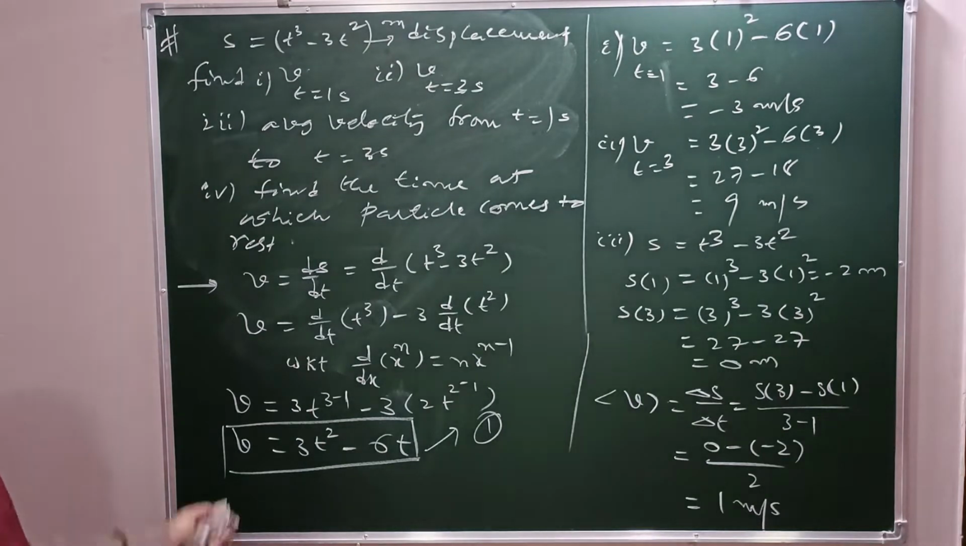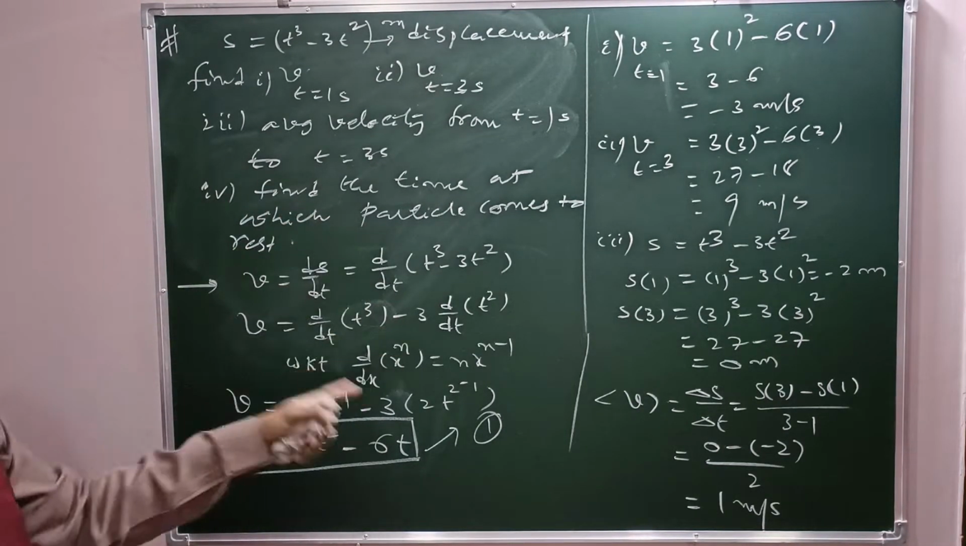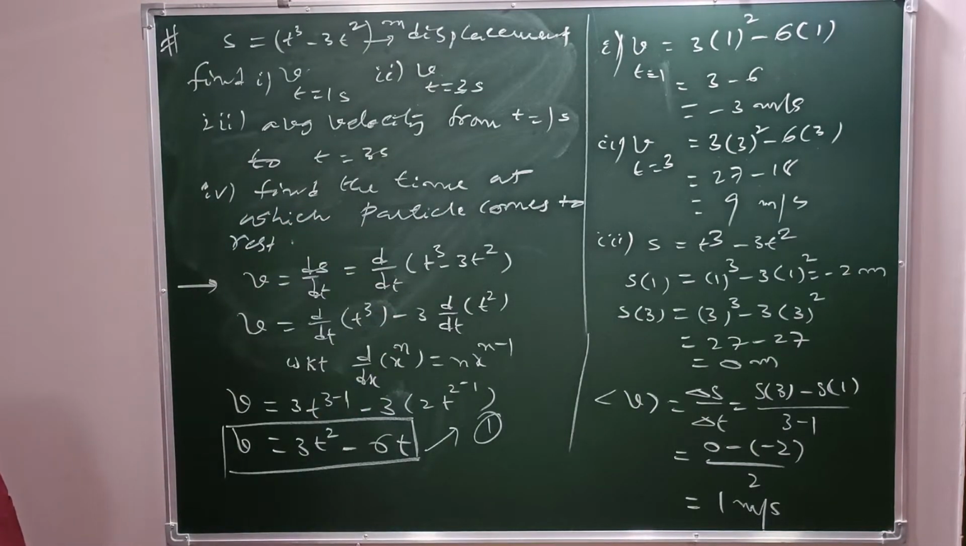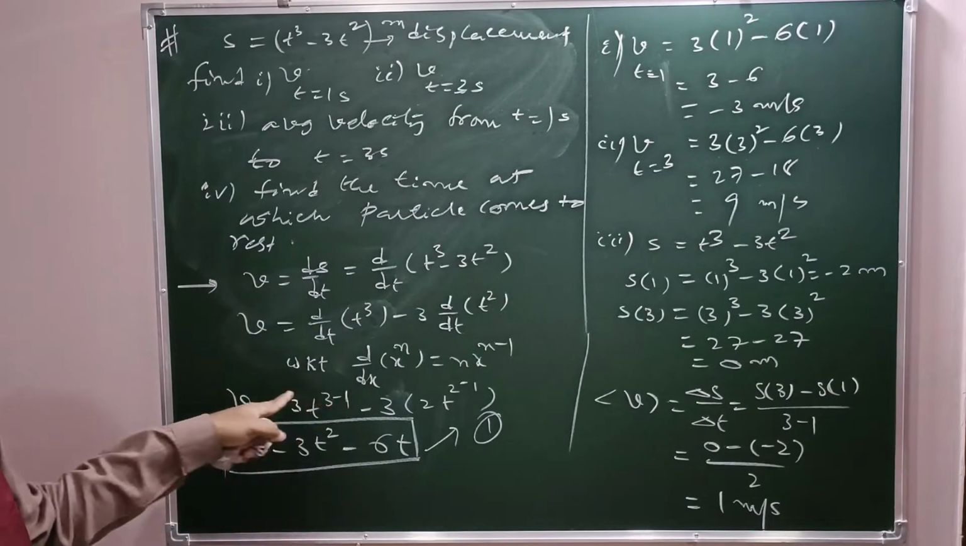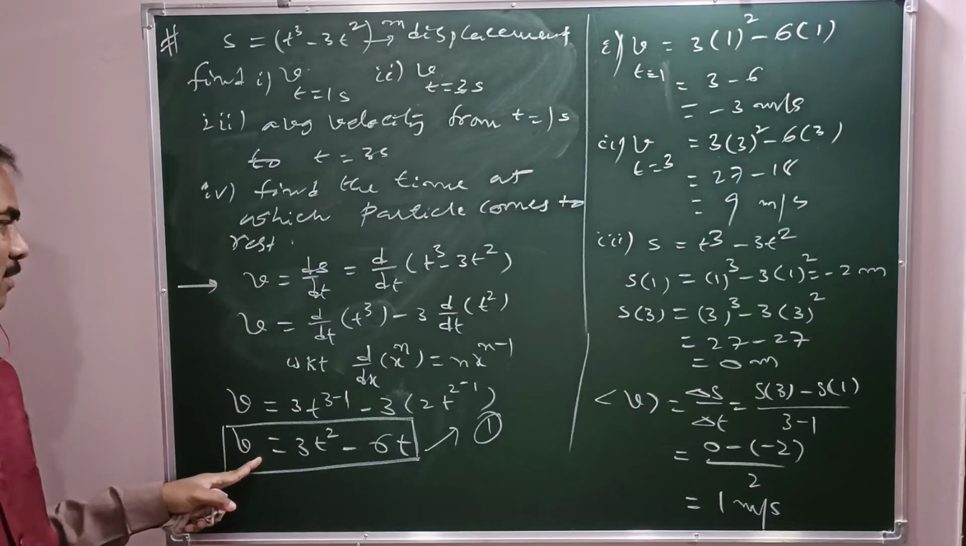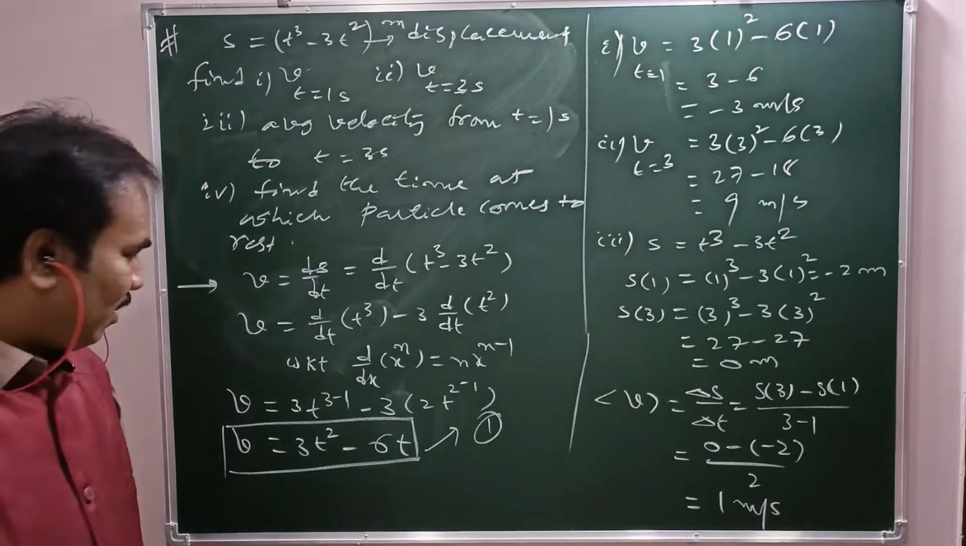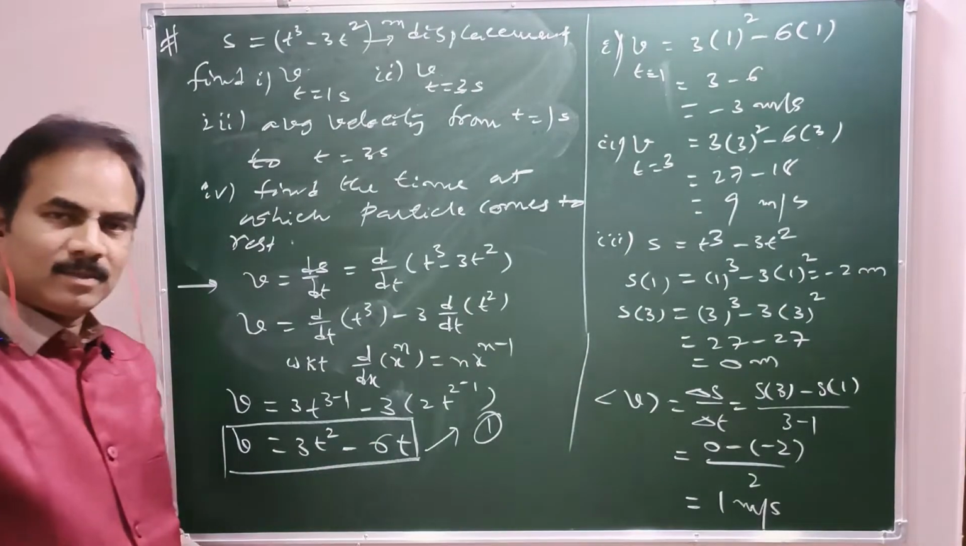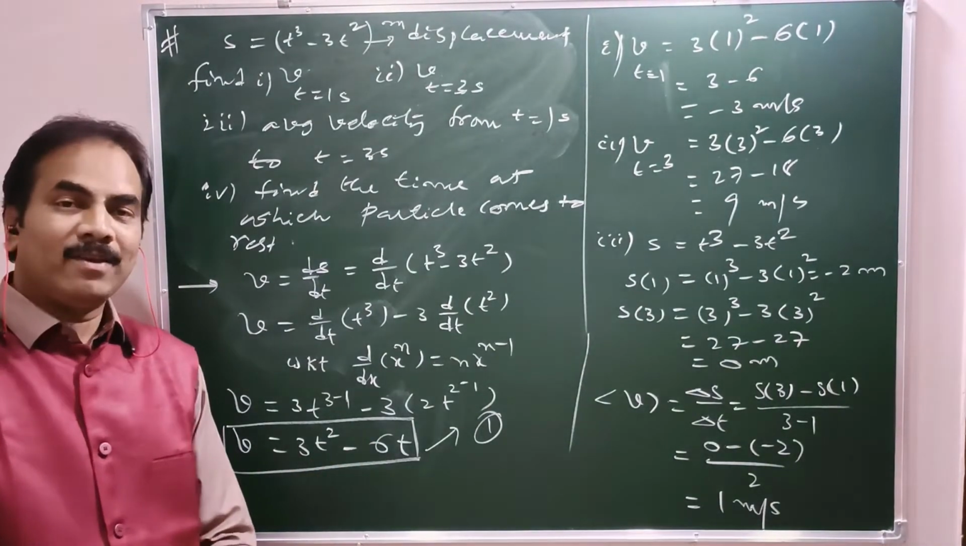Now coming to the fourth question. Find the time at which the particle comes to rest. Where is the expression for velocity? This is the expression for velocity. If the particle comes to rest, velocity must be 0.